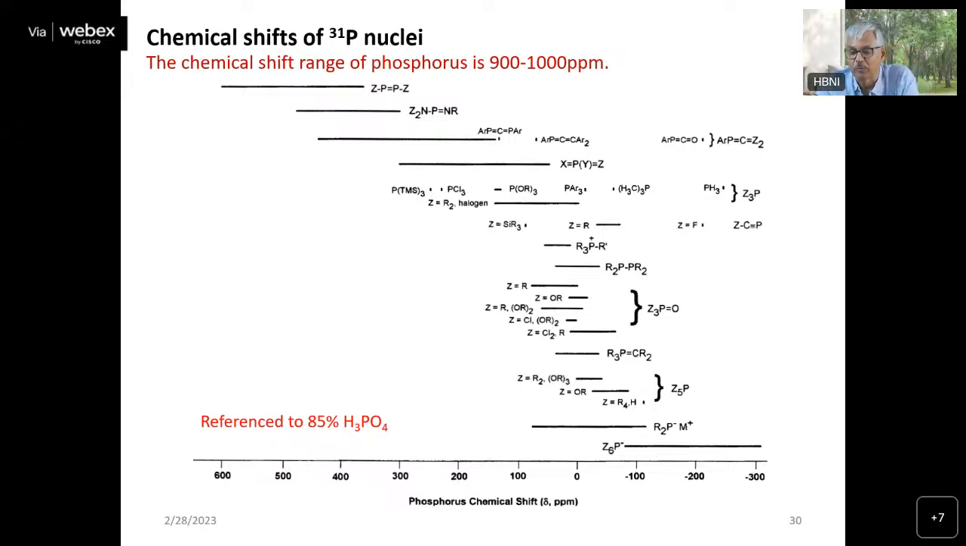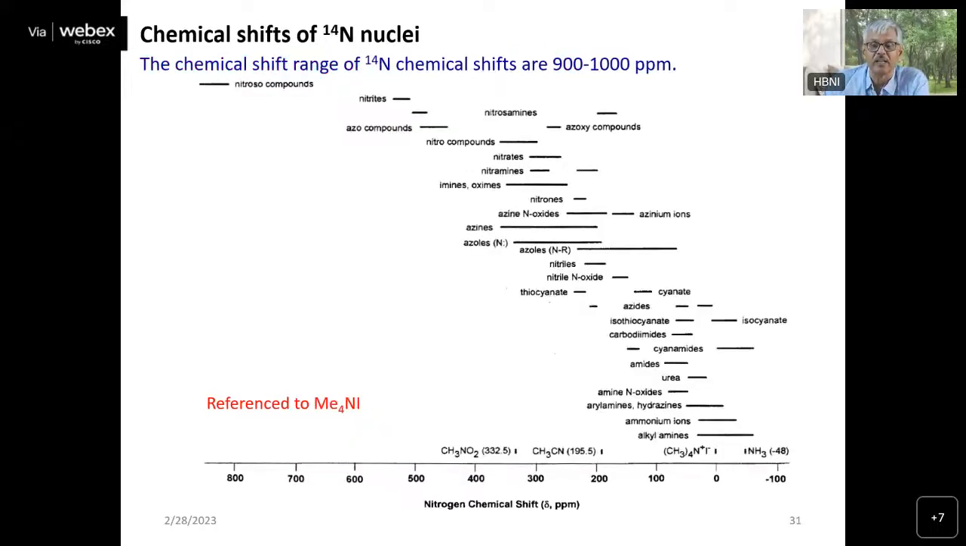The types of functional groups and their chemical shifts are shown in this graph, and it is easily understood, self-explanatory. So you just go through this. Similarly, for 14N nitrogen chemical shifts, the nuclei resonate in a wide range of chemical shift from minus 100 to plus 800.